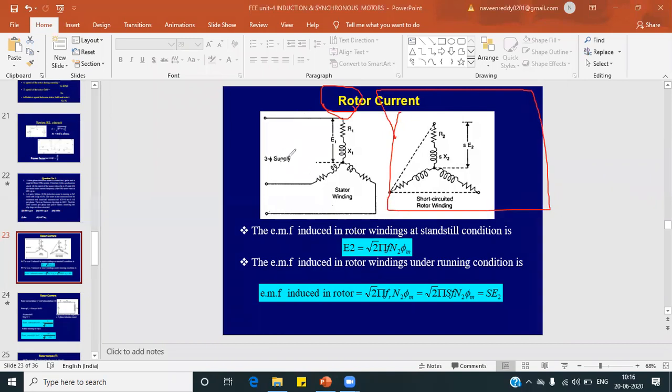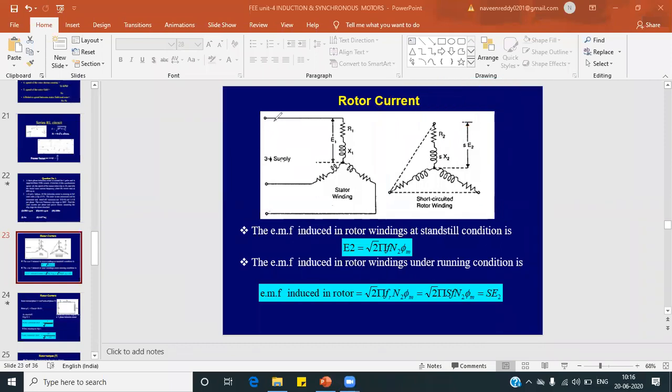The induction motor has two windings, I said. That is a stator winding, as you can see here, and the other one is the rotor winding. Now we mainly concentrate on the rotor. Why? Because I want to derive the torque equation. Where is the torque produced? Torque is produced on a rotating body. That is why we are concentrating on the rotor circuit. Hope you got the clarity.